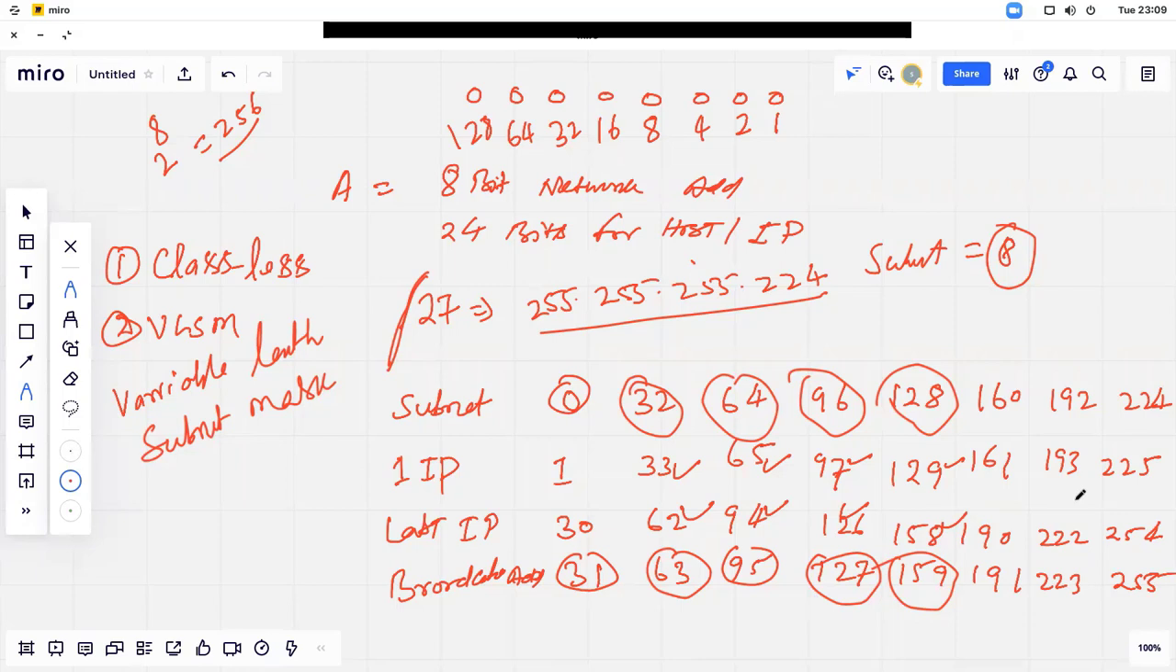So suppose you start writing from 32. 33 is the first IP. How will you know which one is the last IP? You just need to do a simple thing. Add 32 plus 32. That will be 64, then subtract 2. When you subtract 2, that will be the last IP and the next one is the broadcast IP.